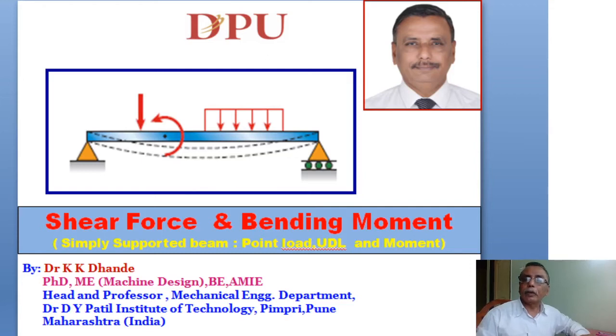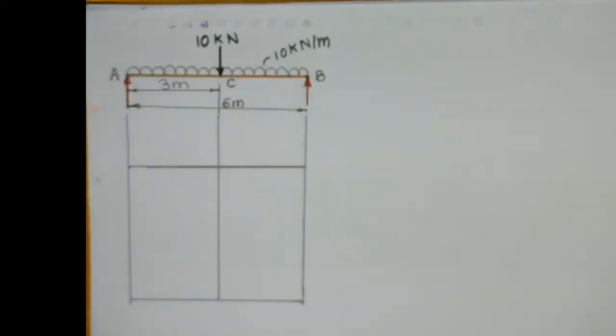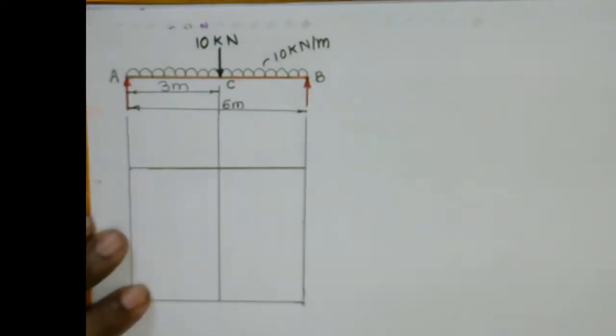Hello friend, in this session we are going to discuss a simply supported beam subjected to point load, uniformly distributed load and moment. So let's see the numerical. In this numerical, UDL is acting and one point load is acting at the center of the beam.